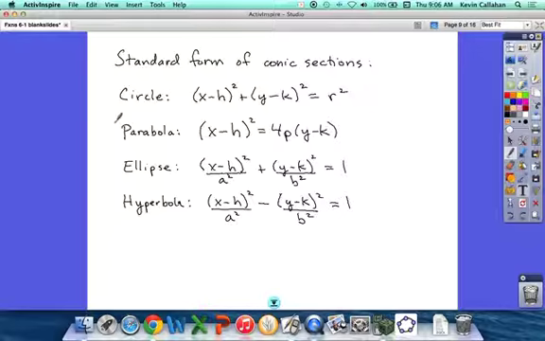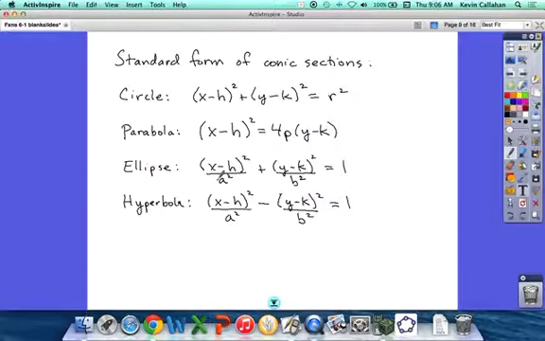Which one is that? Parabola. Right? All the others have 2. Okay. There's only one of these that, as written, has one of the terms positive and one of them negative. Which one is that? Hyperbola.